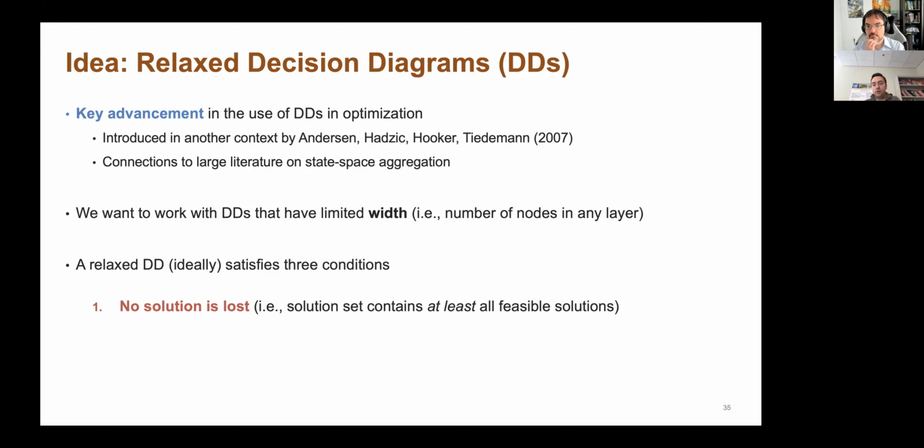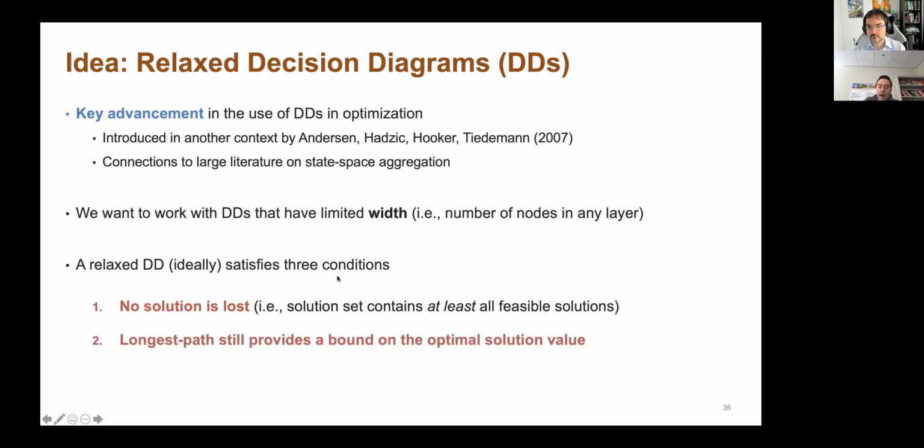1-0 arc, 1-0 arc, 1-0 arc, 1-0 arc. There are 2 to the n solutions there if you have n problem variables, but I can guarantee you that you haven't lost a solution, right? So the existence of a relaxed decision diagram is no problem. We know it. You want to make it a little bit of a tighter representation by allowing some kind of branching, but we'll get to that in a moment.